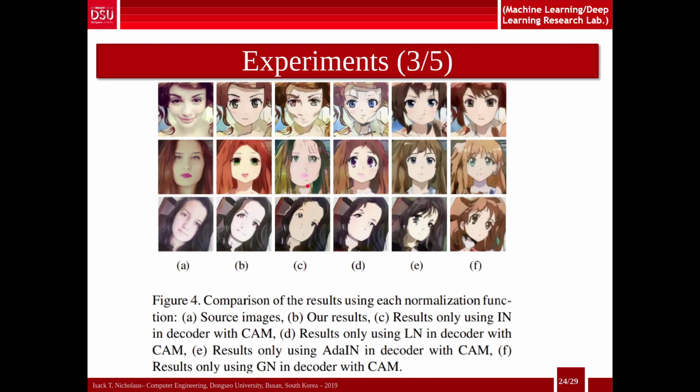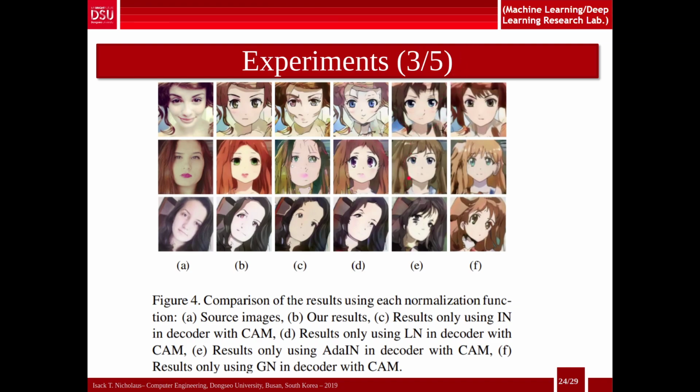So instance normalization tends to lose some features. But also if we remove instance normalization and use layer normalization only, we can also lose some important features. For example, in this part we lose the color of the eyes, the shape of the mouth, and the general structure, the shape of the output. So this shows the importance of each component of the model.